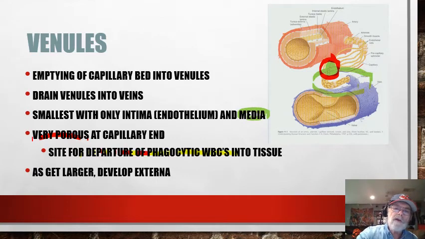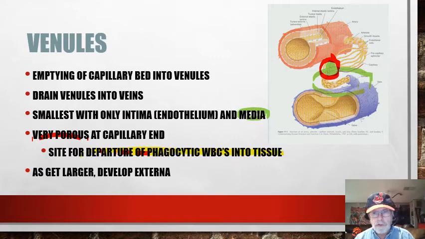they're for the departure of phagocytic white blood cells. What happens is, if I have an infection, the way I fight infection is the body mobilizes white blood cells to go to an area of infection, okay? And what happens is, how do I get those white blood cells to where they need to go?